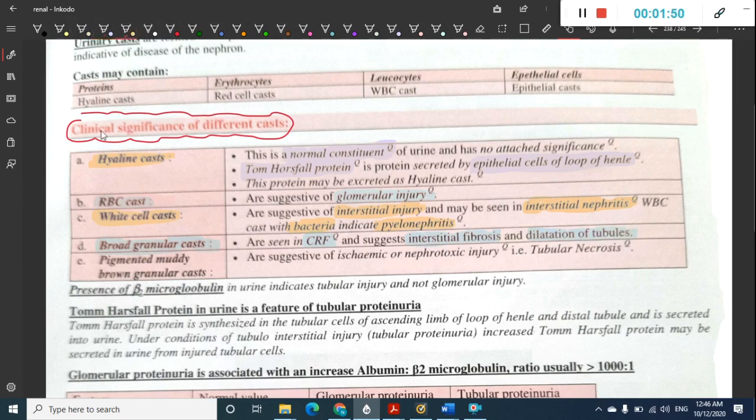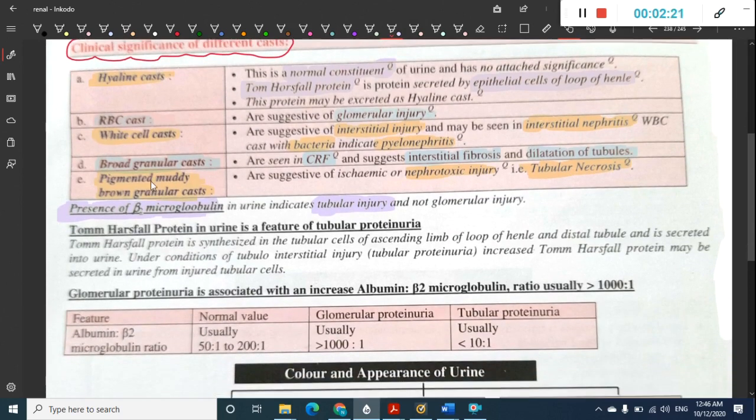Then we have pigmented, muddy or brown granular casts. What do these pigmented muddy granular casts indicate? These indicate nephrotoxic injury, that is, acute tubular necrosis. Sometimes you will also see the presence of beta 2 microglobulin. This beta 2 microglobulin indicates tubular injury, not glomerular injury. The Tamm-Hirschfeld protein in urine is a feature of tubular proteinuria.